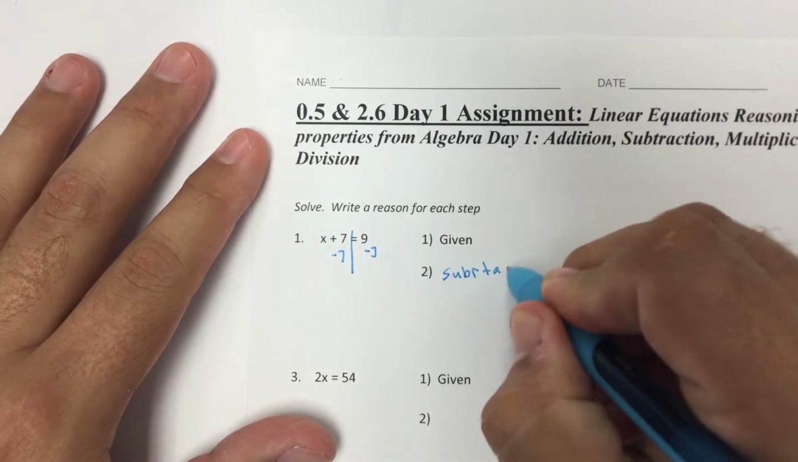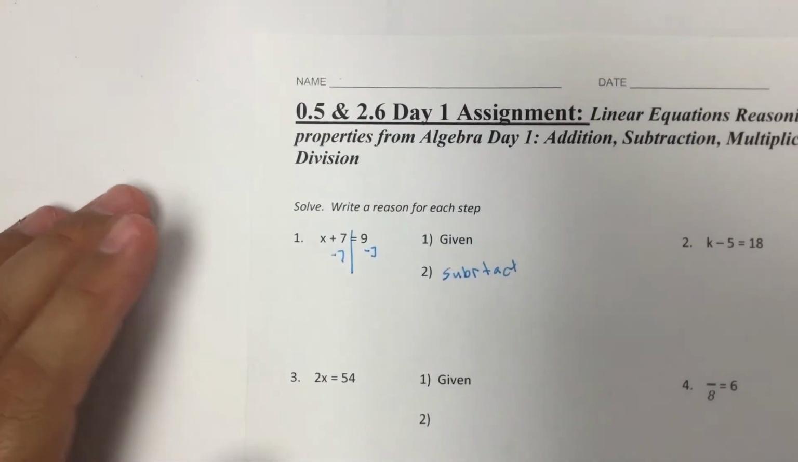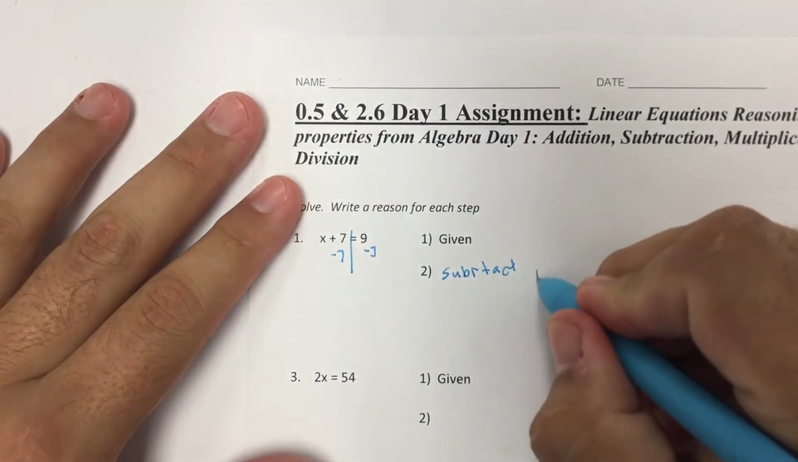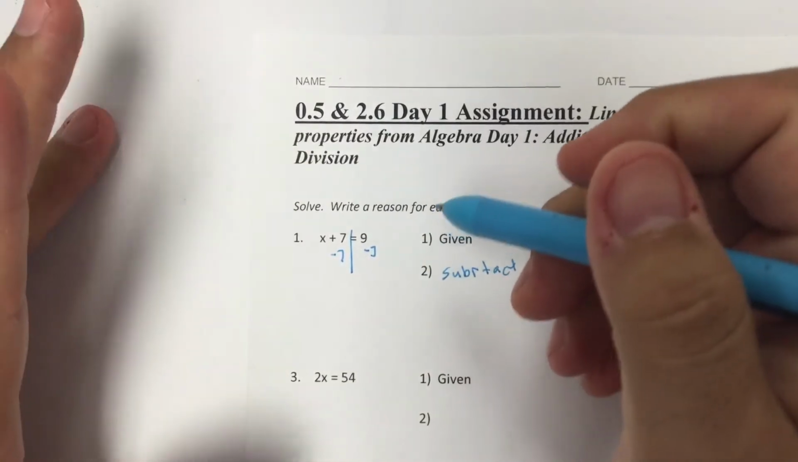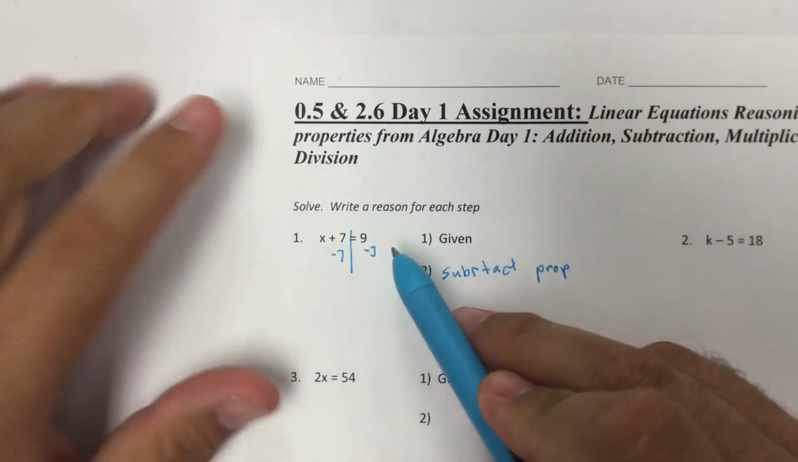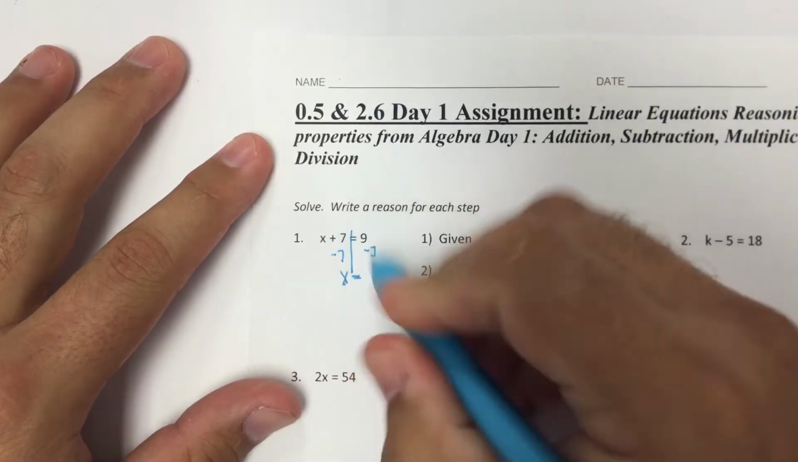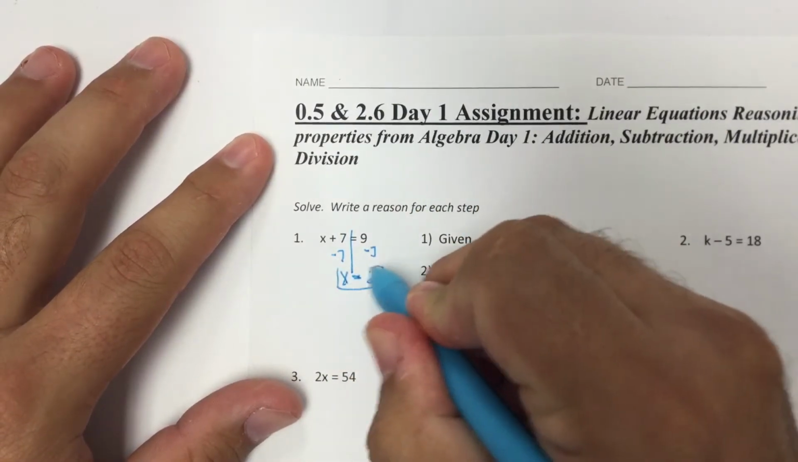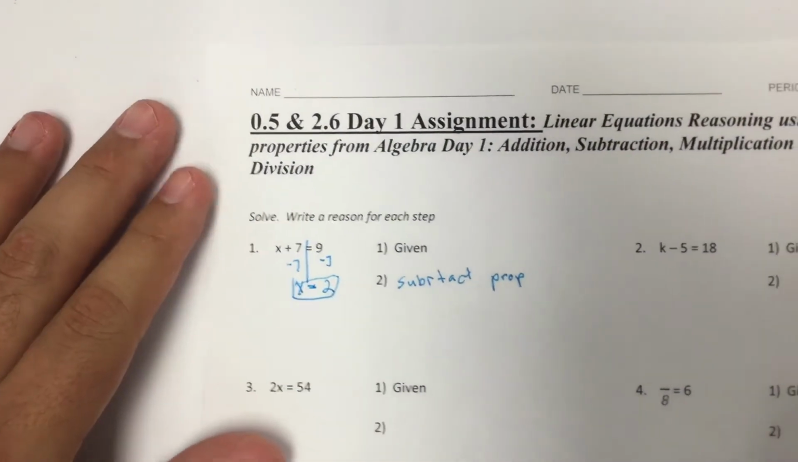Now, to go into further detail about this, the reason why it's called the subtraction property of equality is because I'm subtracting 7 to both sides. So based on this property, my final answer should be x equals 2. Okay? This is based on the subtraction property. And that's all you're really telling me. You're telling me that step, right?